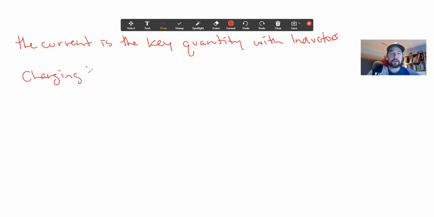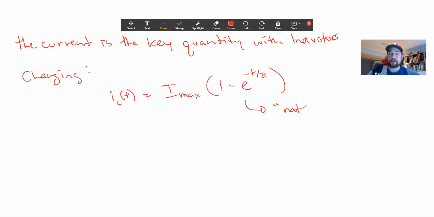So charging looks like this. Technically it's not a capital I, so I have to be careful here. It's a small i with a little L as a function of time: i_L(t) = I max times (1 minus e to the minus t over tau). Doesn't that look just like the equation for charging a capacitor? The only difference is we're looking at V_C and a V max instead. This part is the same. So this is your natural growth curve. Charging always looks like that, regardless of whether you're charging a capacitor's voltage or an inductor's current.